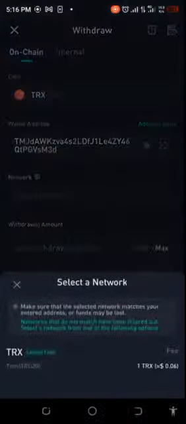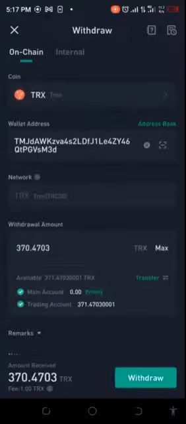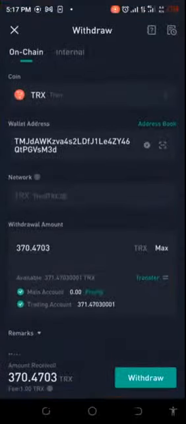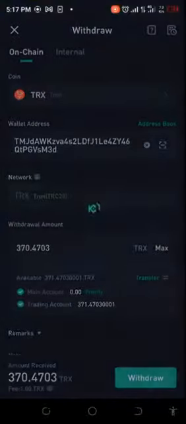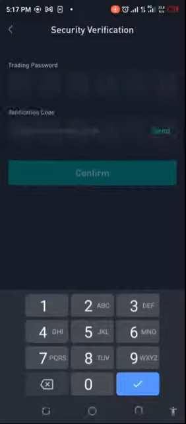The network is TRC20, obviously, and that's 1 TRX. Okay, and then I hope everything is there. Okay, max, everything. Of course, it's going to take its own delivery fee, which is 1 TRX, okay? So that's what it's going to give us. Let's now click on withdraw. Yeah, we're putting all the verifications and we'll be back.